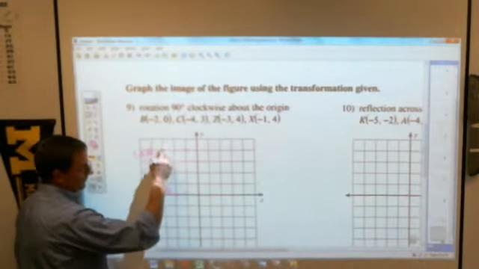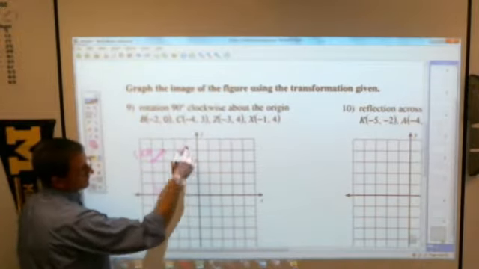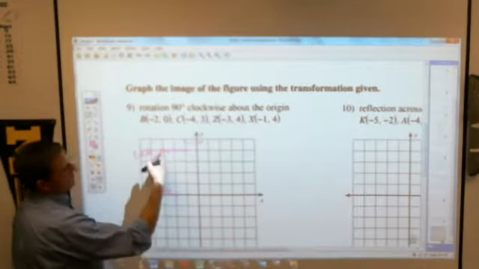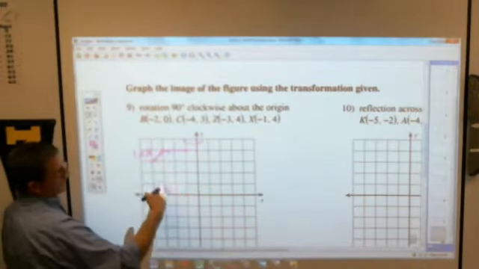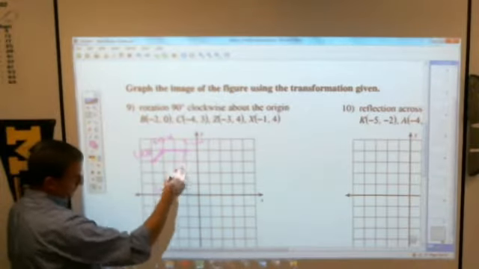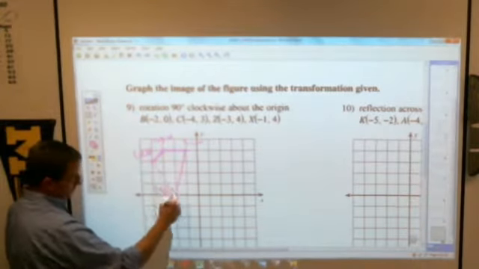Because you probably don't have a straight edge, I will draw these in here. Which point was this? Negative 3 something. Does your shape look like my shape?